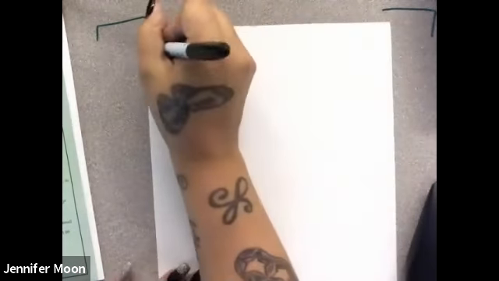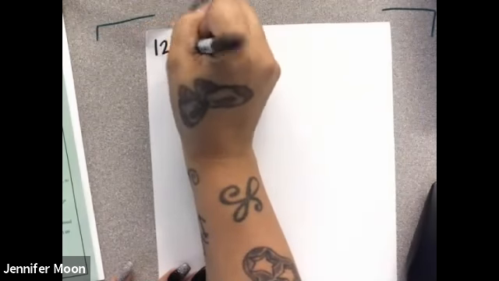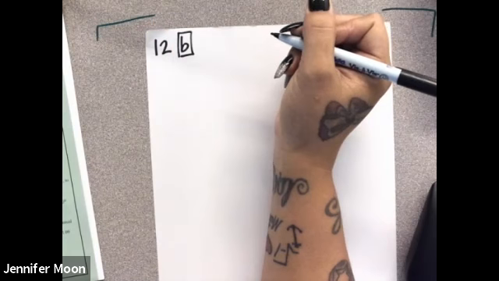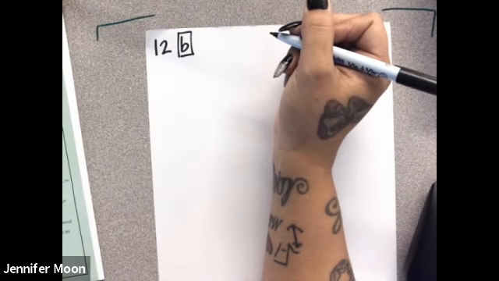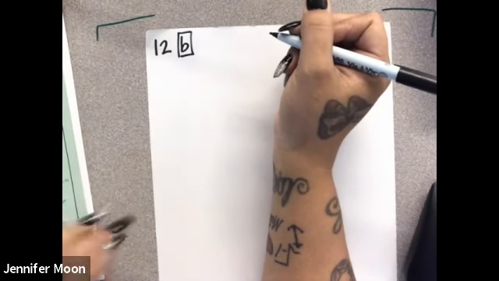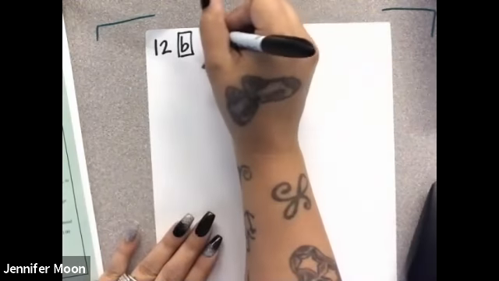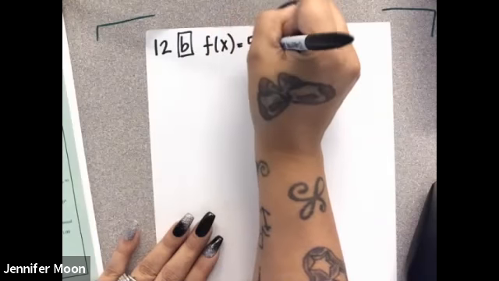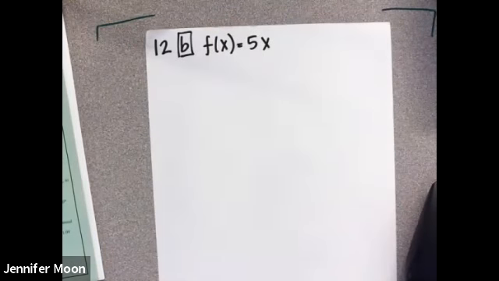So for 12, we're gonna do B. I already know that it's gonna want me to find all these different things. I'm first just gonna write down my function, and then I'm gonna find each individual thing. So my f of x is 5x. I think I'm gonna do it like this. We're gonna see how this goes. My other function that I'm given.